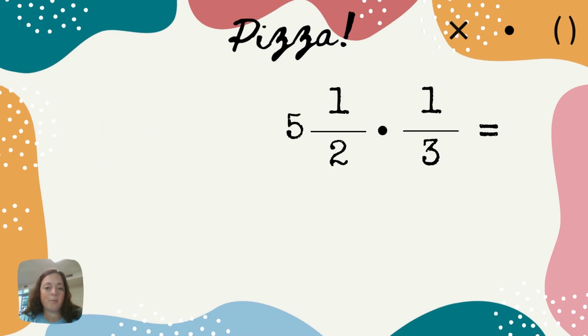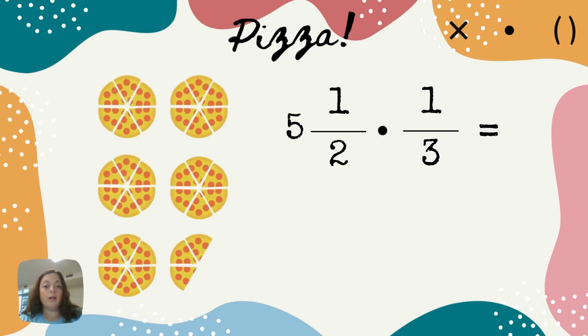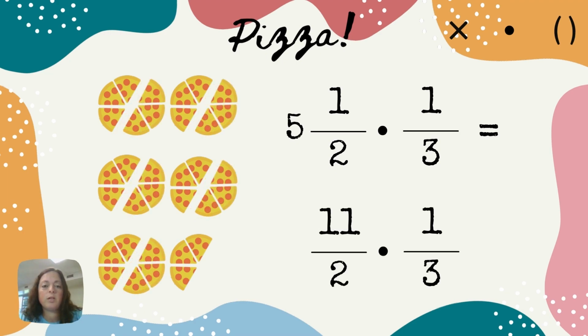Let's try one with mixed numbers. 5 1/2 times 1/3. Here are 5 1/2 pizzas. We're going to need to make the 5 1/2 into an improper fraction before we begin. We can change the mixed fraction to an improper fraction. So the 5 1/2 can become 11 halves. Now we need to multiply straight across. 11 times 1 is 11. And 2 times 3 is 6.